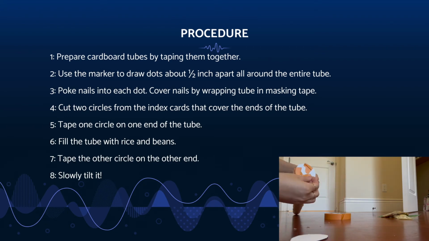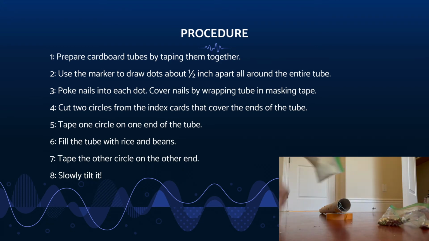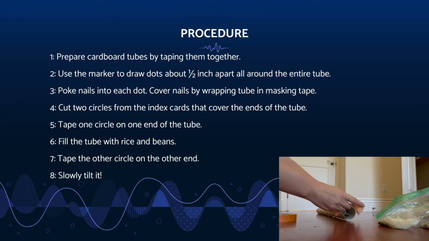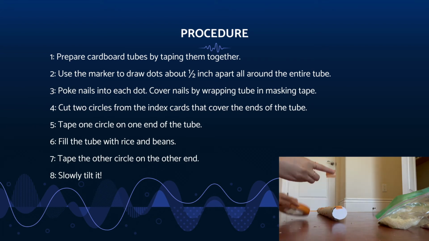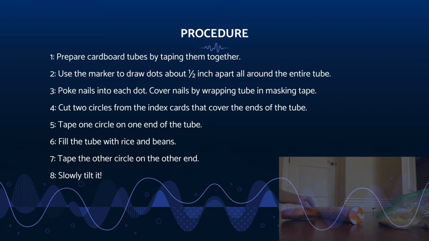Do not close off the other end yet, because you need to fill up your tube with your rice and beans. So get those rice and beans and pour them into the tube. And once they're in, you can use your tape and your other cut out index card circle and tape it onto the other end of the tube. And that's it. You can slowly tilt and play around with your tube, listen to the sounds it makes, and just have fun with it.